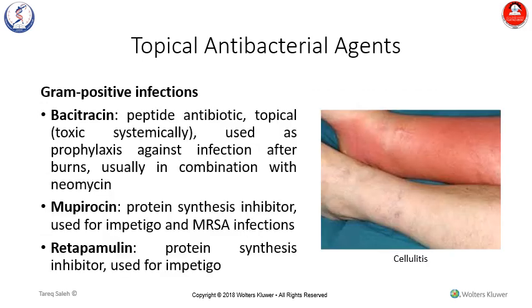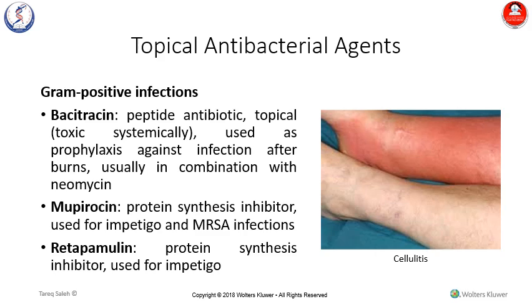So we can classify topical antibacterial agents based on their antibacterial spectra. For example, bacitracin, mupirocin, and retapamulin are three topical antibacterials that are effective in the treatment of gram-positive skin infections. Bacitracin is a peptide antibiotic that is active against many gram-positive organisms. It is used mainly in topical formulations because systemic preparations of bacitracin are highly toxic, and hence this drug cannot be used systemically.